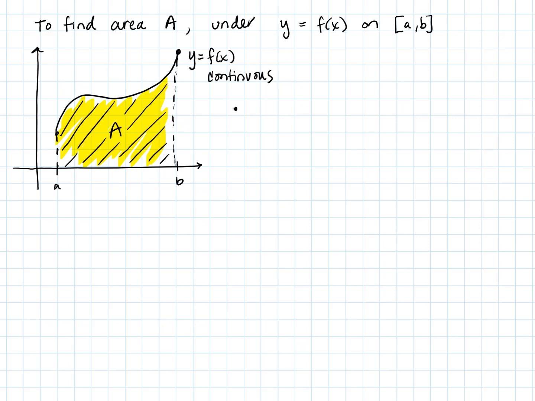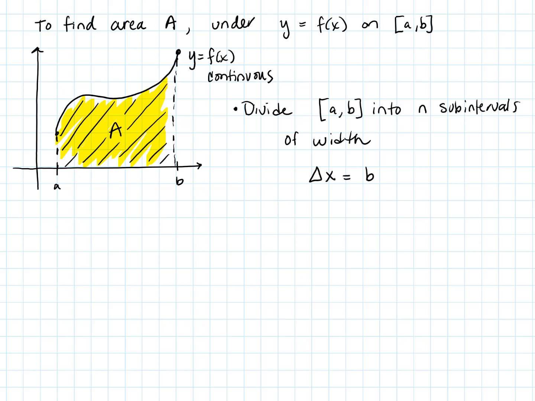So here's the process. We're going to divide a to b into n subintervals of width, which we'll call generically delta x. If there are n subintervals, delta x has to be the length of the interval, which is b minus a, divided by n. So delta x equals (b minus a) over n. Then that's going to create n subintervals.